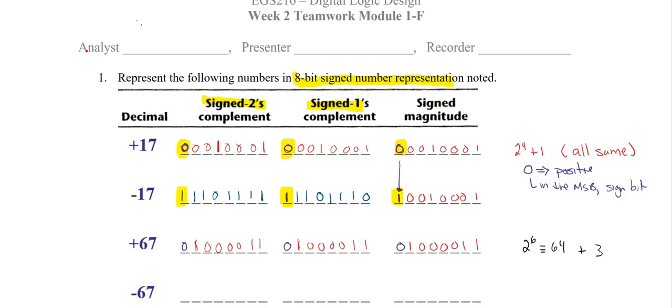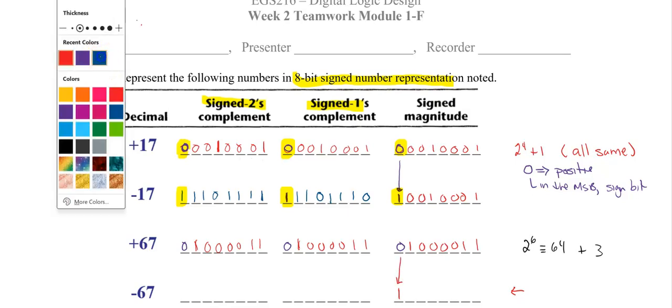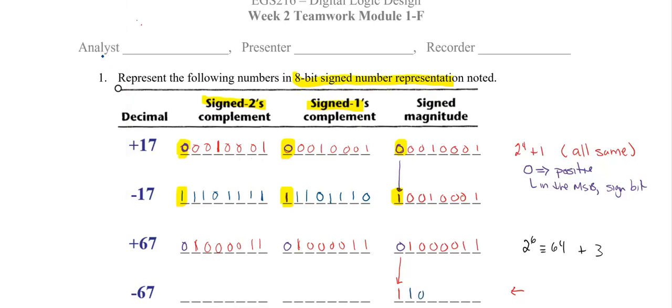And then I'll let you do the same thing for negative 67. For the signed magnitude, that just becomes a 1, and the rest of them all remain the same, right? So that changes to a 1, but the rest remain the same. 1, 1, 0, 0, 0, 0, 1, 1. And here we take the 1's complement, flipping every bit. And again, our sign bit is 1, which indicates negative.